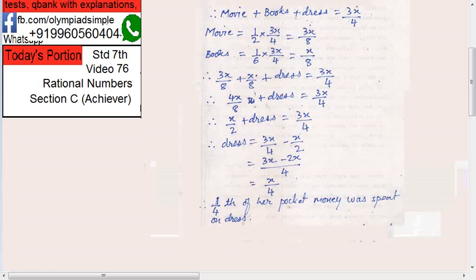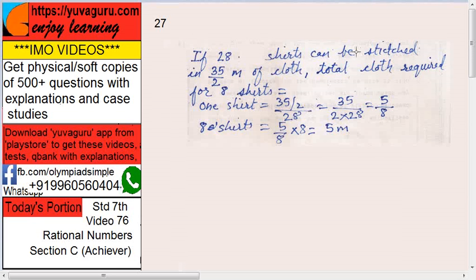That is the answer. If 28 shirts can be stitched in 35/2 meters of cloth, total cloth required for 8 shirts is? Here 28 shirts in 35/2. So 1 shirt equals (35/2)/28. So solve this: 35/(2 × 28). We have solved this many times. So the answer will be 5/8. For 1 shirt, 5/8. So 8 shirts equals 5/8 × 8. Solve this, it becomes 5 meters.